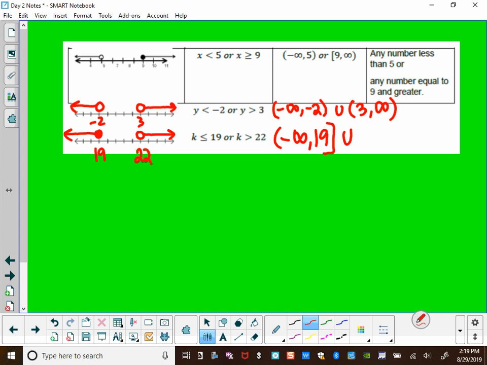All right, at 22, parentheses or bracket? Parentheses, 22 towards positive infinity, always parentheses.